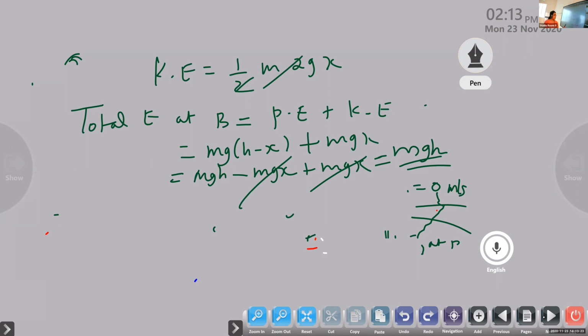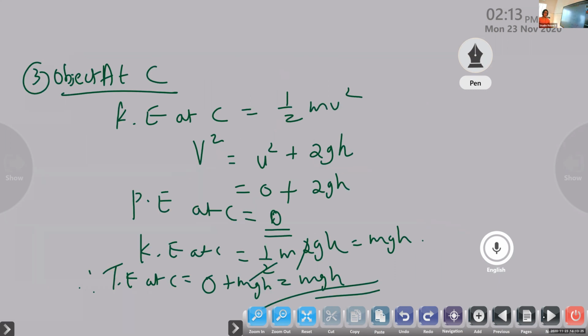Then we come to C. We have already learned that when an object is falling, velocity is increasing. So the moment it hits the ground, kinetic energy becomes maximum. So potential energy is 0, kinetic energy is there, and then what are we getting? mgh. So from this we prove that the law of conservation of energy is proved. Okay. So that's about it.